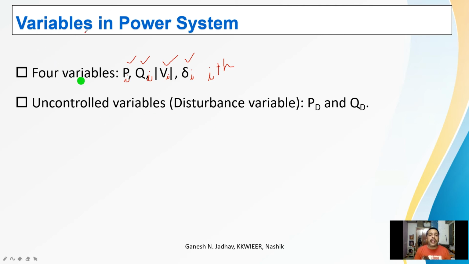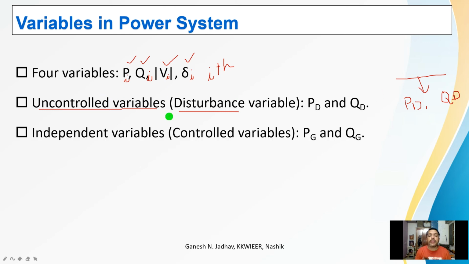The variables in the power system: some variables are uncontrolled variables, which are also called disturbance variables. What are the uncontrolled variables? Demand. At a particular bus, what is the load connected? That load is not a controllable variable. Load is an uncontrolled or disturbance variable, because it is going to change at every moment of time.